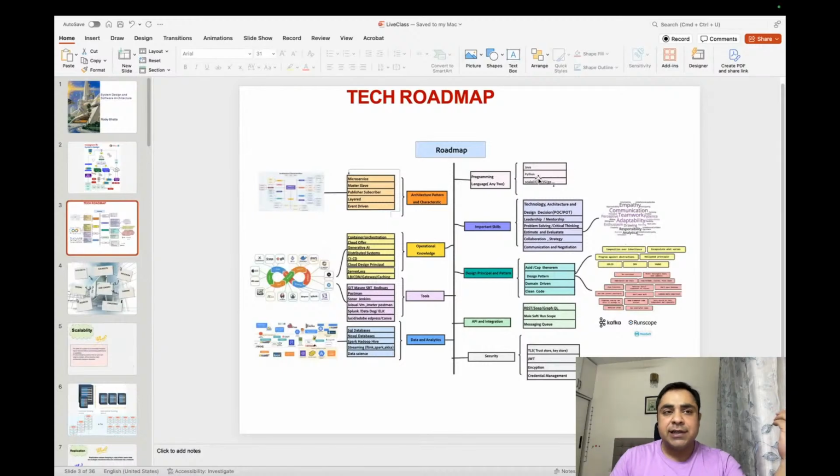So I would suggest that one should have proficiency in at least one language, be it Java, Python, or Scala. And if somebody is not comfortable in SQL, one should definitely start with SQL as well.